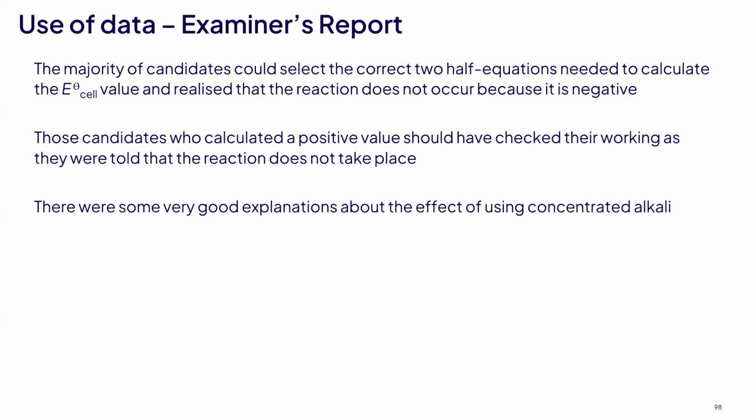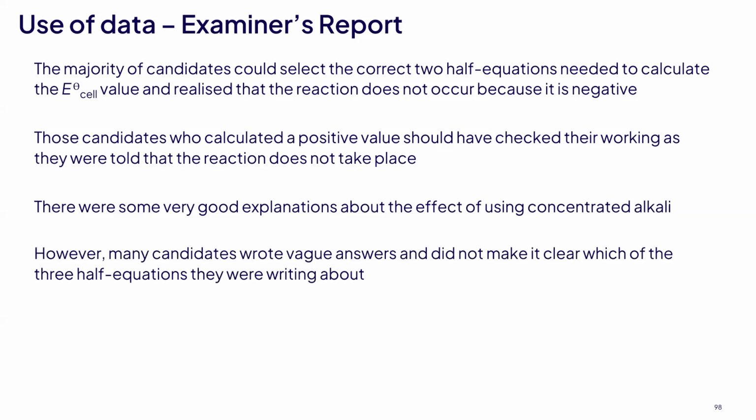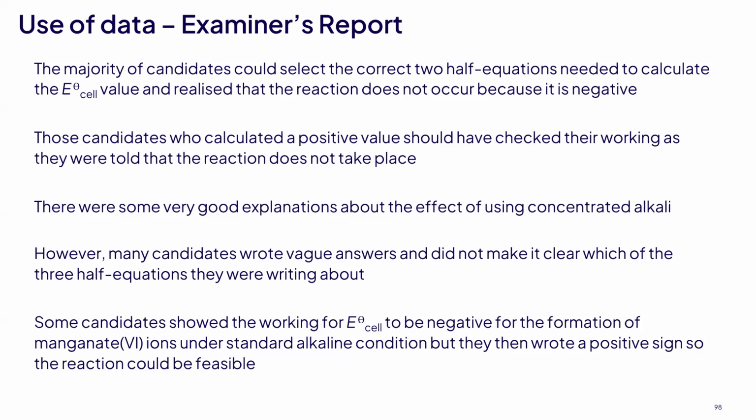There were some very good explanations about the effect of using concentrated alkali. However, many candidates wrote vague answers and did not make it clear which of the 3 half equations they were writing about. Some candidates showed the working for E0 cell to be negative for the formation of manganate(VI) ions under standard alkaline conditions, but they then wrote a positive sign so the reaction could be feasible, so they were fixing their results. And obviously can't be given credit for that.